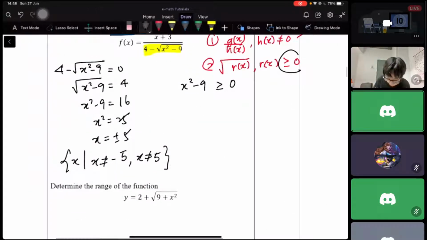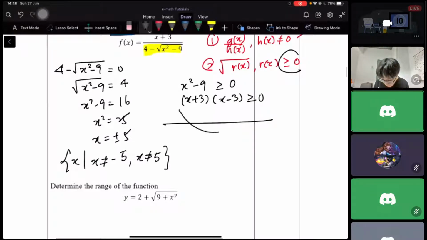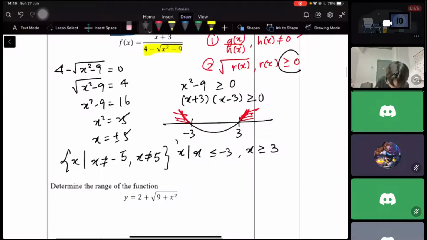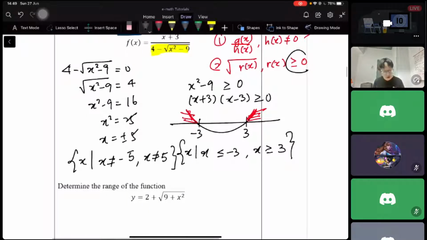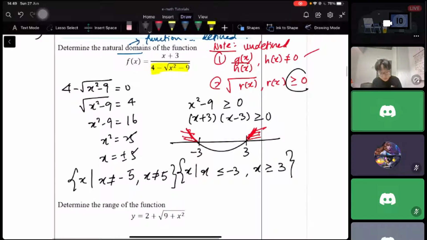Okay, maybe I write one more step for you. X plus 3, x minus 3 greater equals 0. Go and sketch a graph. Your negative 3 is here, your positive 3 is here. You want the region that is greater than 0, including the line itself. So x should be smaller equals to negative 3. X should be greater equals to positive 3. So meaning to say that when x is in between this region, you will get undefined f(x).